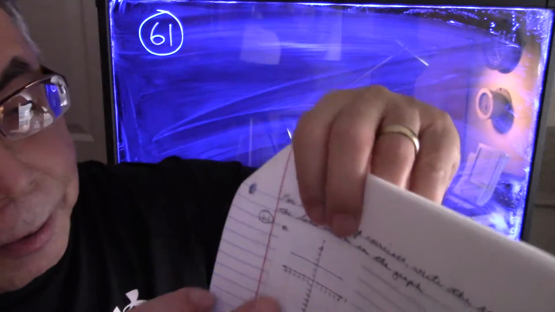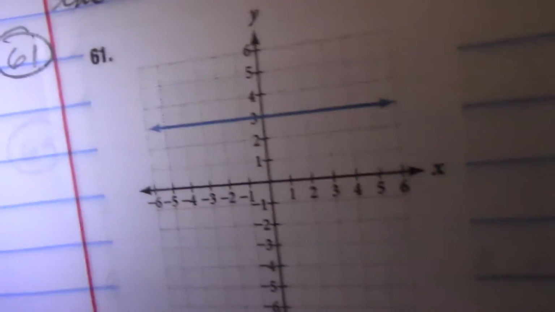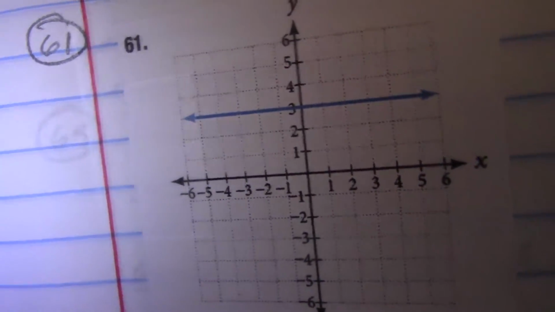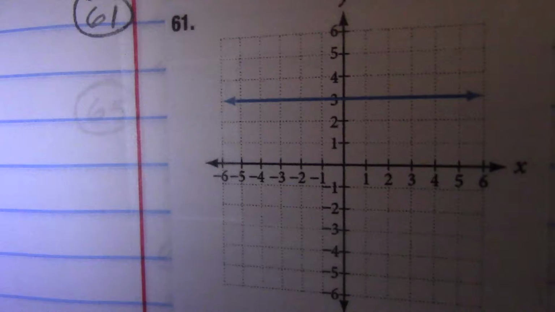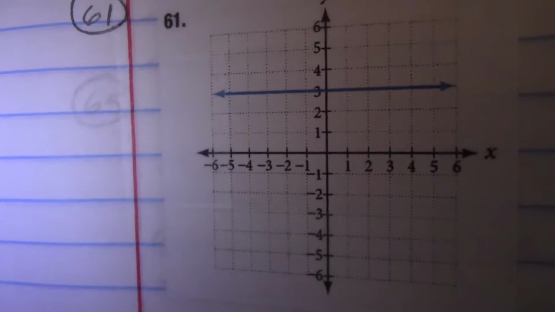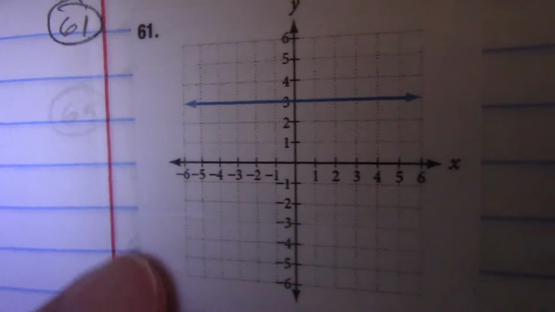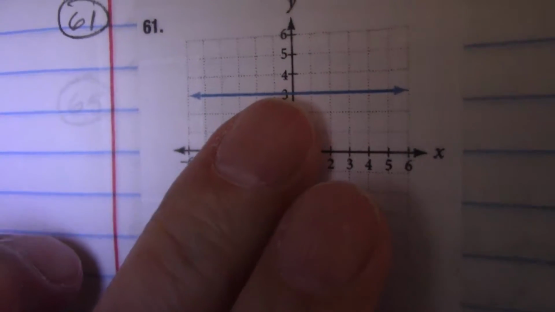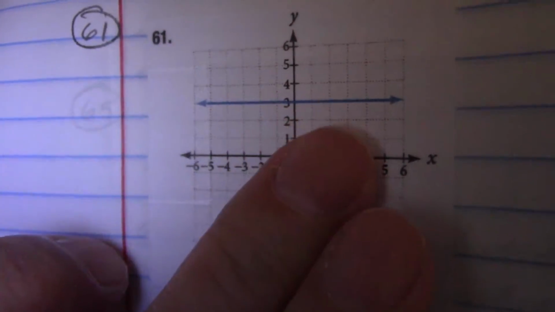Number 61. For the following exercises, write the equation of the line shown in the graph. So let me show you the graph. So you can see it's a horizontal line, so it's going to be y equals some constant. What's the constant? y equals 3, right there. So that's the answer, y equals 3.